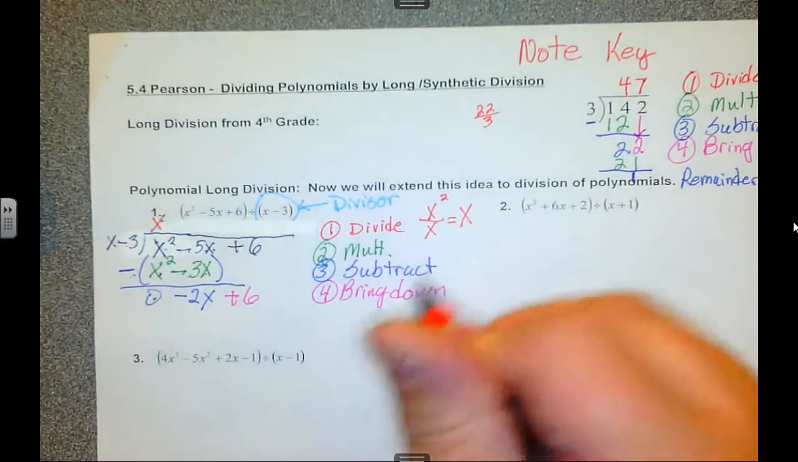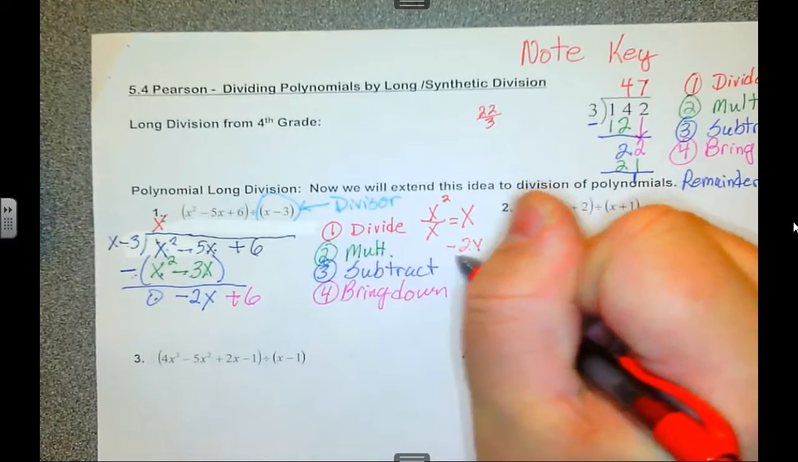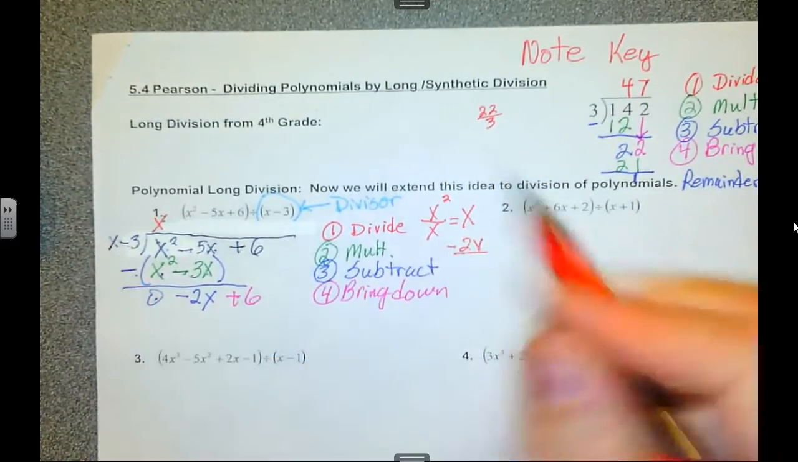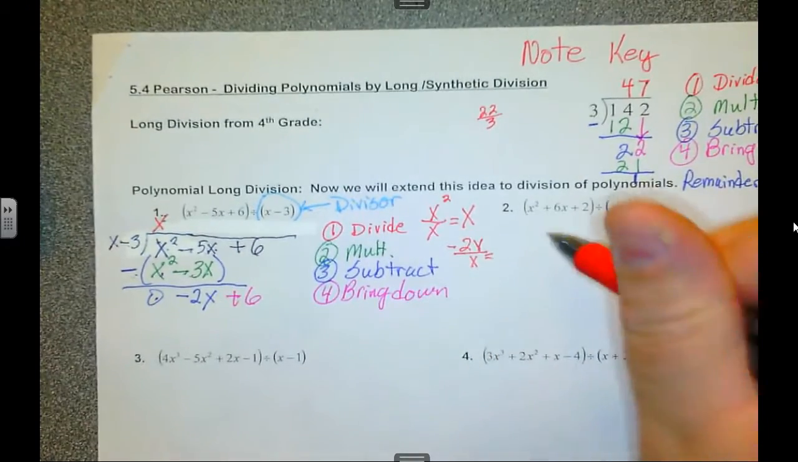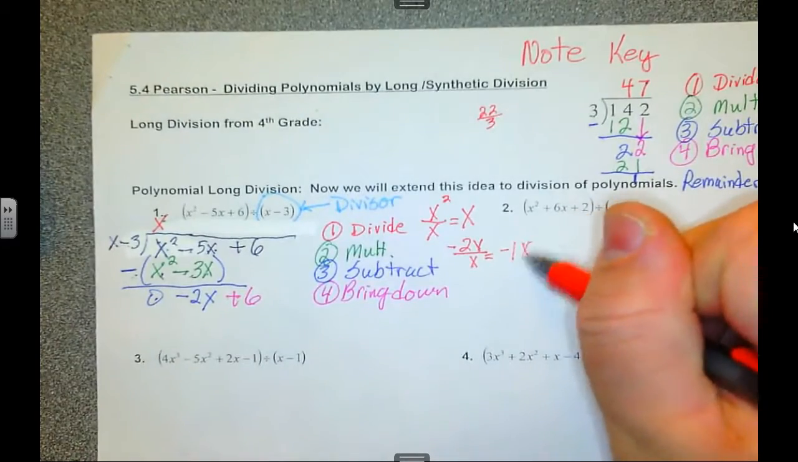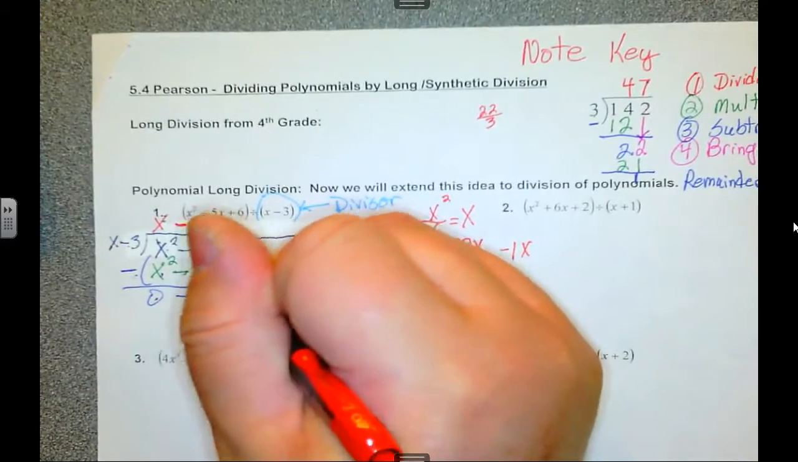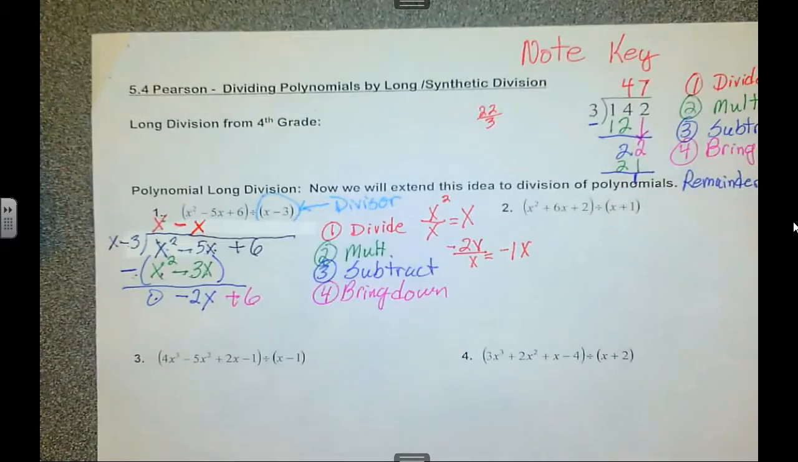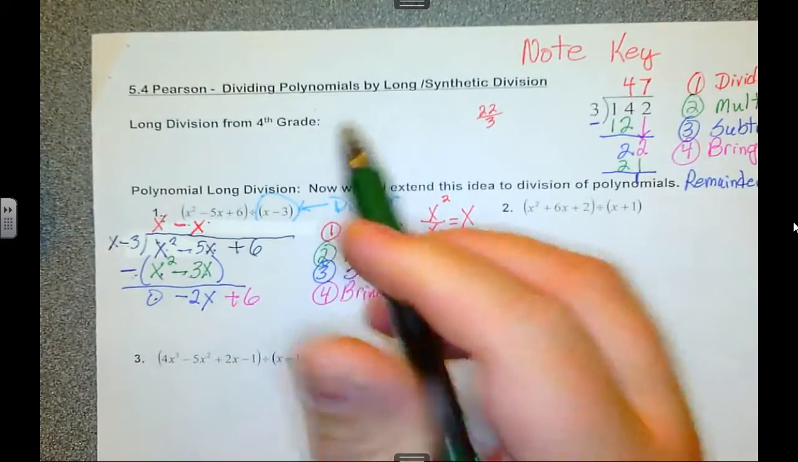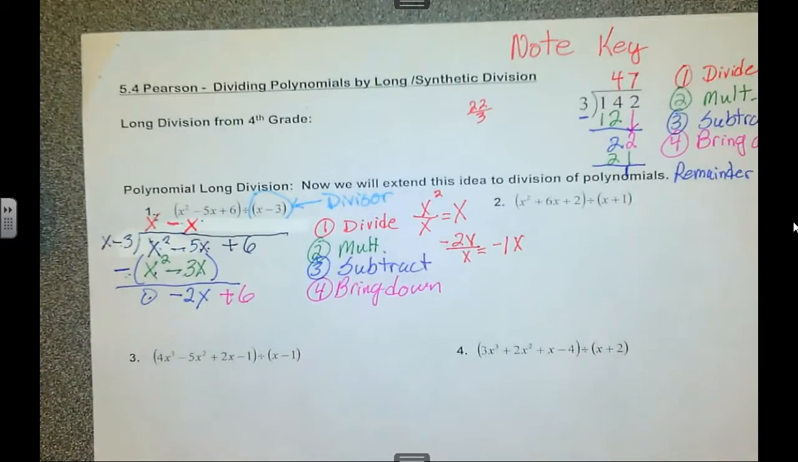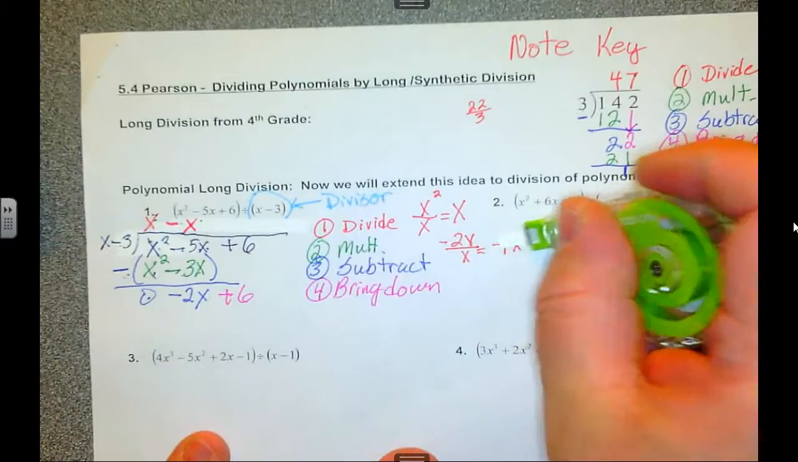Divide. Let's see, I've got a negative 2x. I'm going to divide it by x. And what do I get? Negative 1x. If you want to put the 1 there, that's fine. So I have a negative 1x. Second step, multiply. Negative x. I'm sorry, it's negative 1. It's just negative 1, isn't it? Negative 2. So.